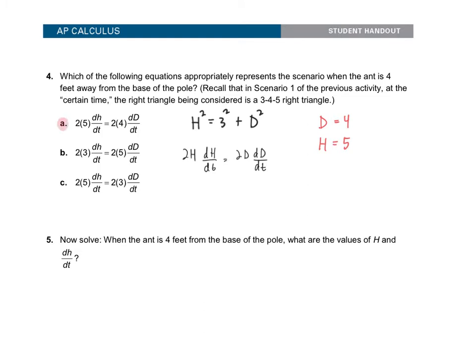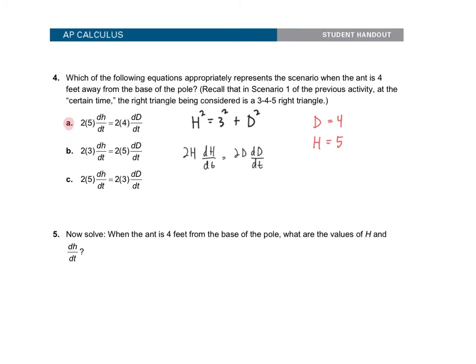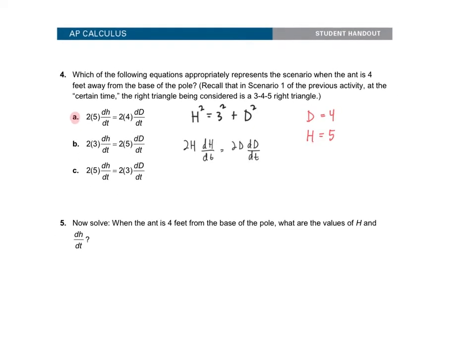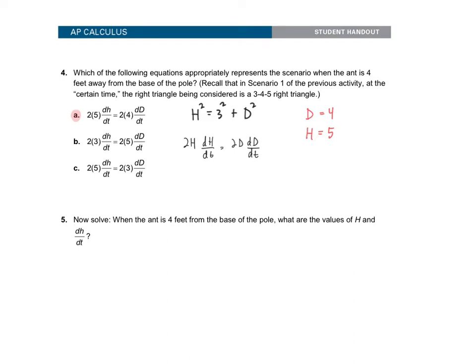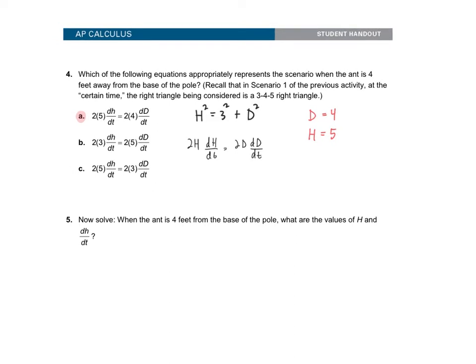Okay, now solve. When the ant is 4 feet from the base of the pole, what are the values of h and dh dt? Oh, we already got those up there. Oh, I didn't realize that they weren't really asking us. They were just previewing, getting at this. Okay, my bad. Okay, so let's do that now then, just to do it.